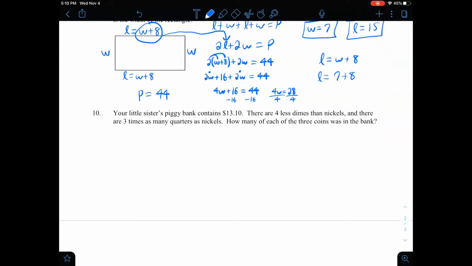All right, number 10. Your little sister's piggy bank contains $13.10. There are 4 less dimes than nickels, and there are 3 times as many quarters as nickels. How many of each of the 3 coins was in the bank? This one's challenging because we have to take into consideration how many dimes, nickels, and quarters there are, as well as the value of the dimes, nickels, and quarters. Okay, so this one's challenging.